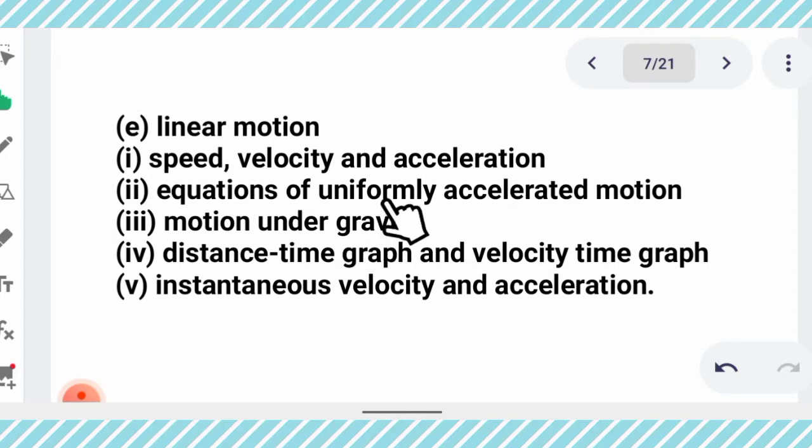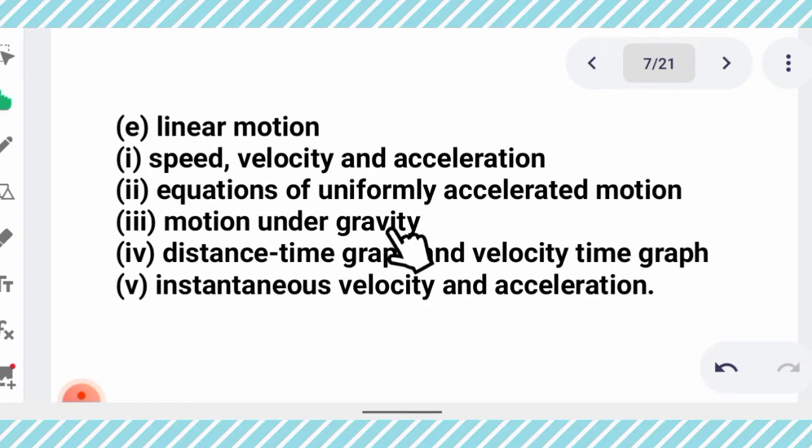From here we talk about equations of uniformly accelerated motion. We have three equations of motion. One of them is V equal to U plus AT, followed by S equal to UT plus half AT square, and the final one is V square equal to U square plus 2AS. Then we talk of motion under gravity.